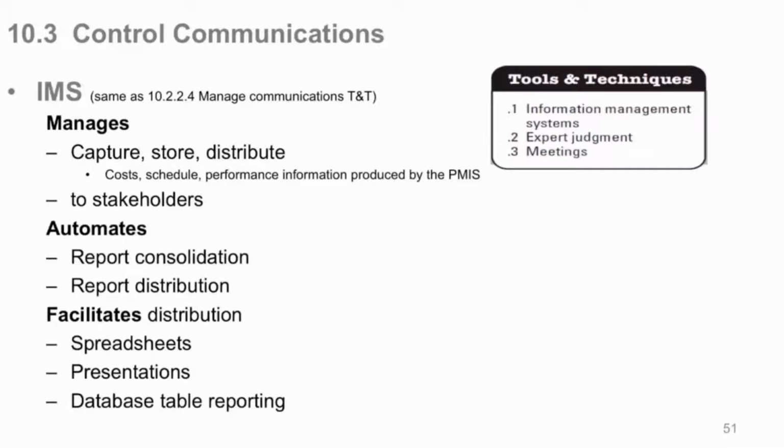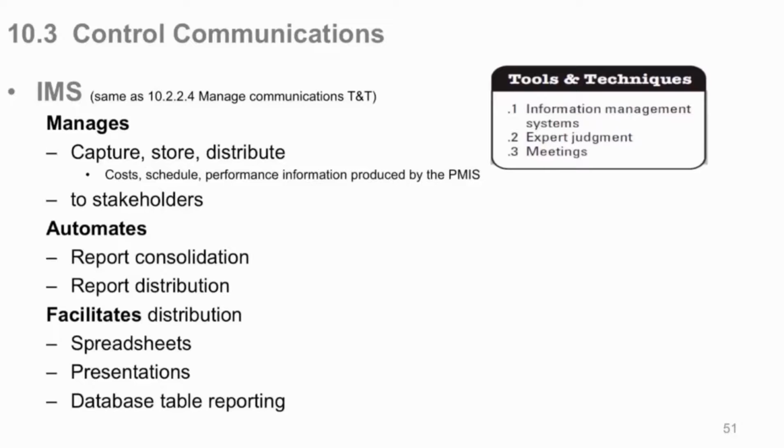And it does automation. It can consolidate reports, distribute stuff the way you want it. So maybe your life is easier because all these complex communication needs of your stakeholders can be managed by configuring your information system properly, so it just does things automatically. Otherwise, you may have to do it manually, a bigger burden. And of course, it facilitates the distribution of whatever it is, spreadsheets, presentations, database, table, whatever it is you need. An automated system would certainly help you with that.